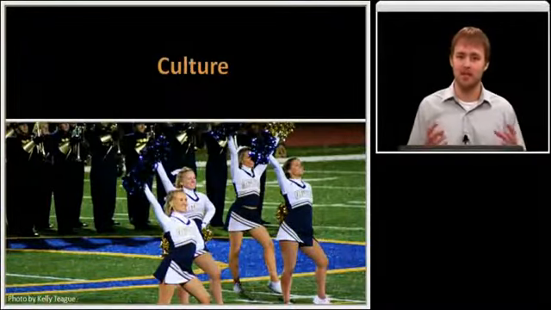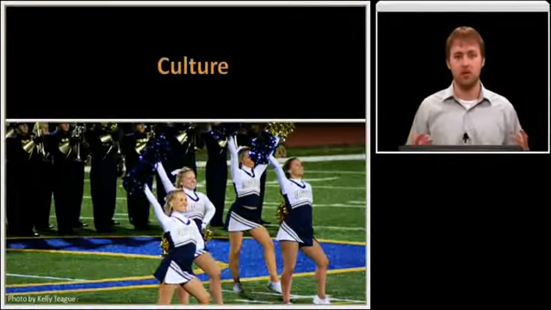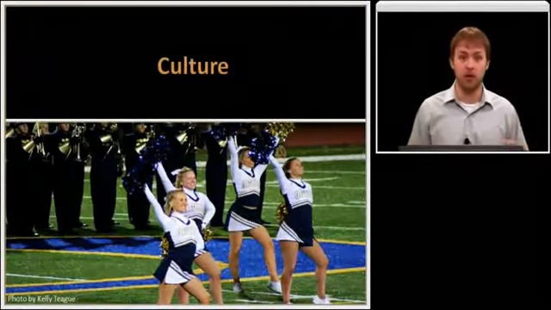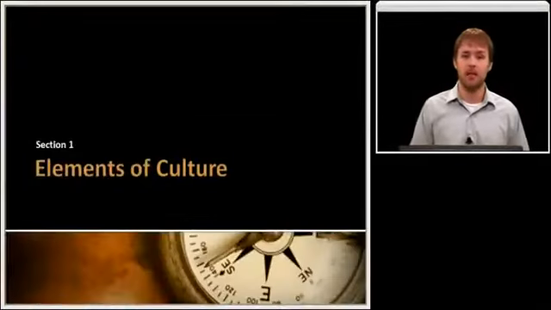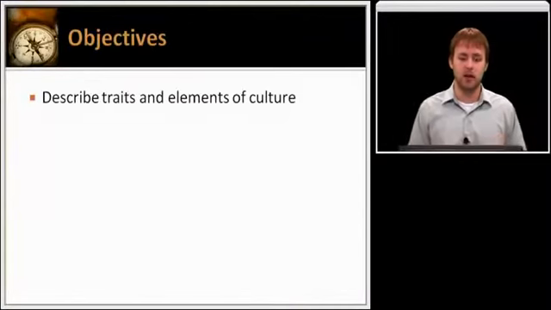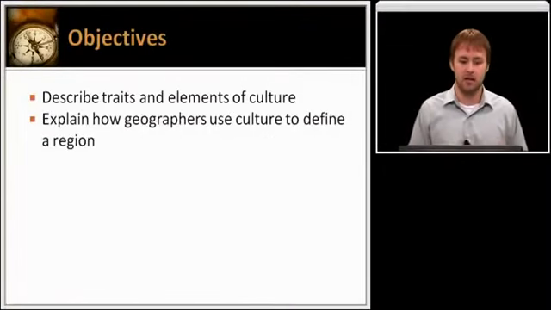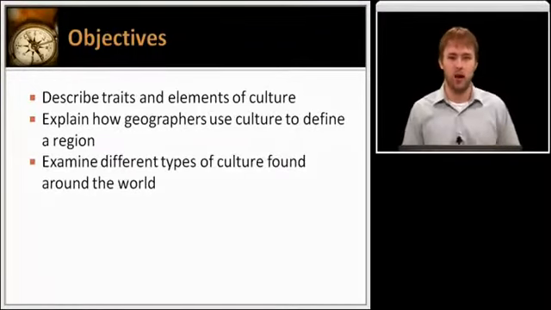Now we're going to take this example of school culture and apply it on a bigger scale. For example, the culture of a community or of a country. And that's exactly what we're going to do in this lesson. So we're going to begin section 1 of this lesson by addressing our objectives. First, we need to describe traits and elements of culture, then explain how geographers use culture to define a region, and finally, examine different types of culture found around the world.